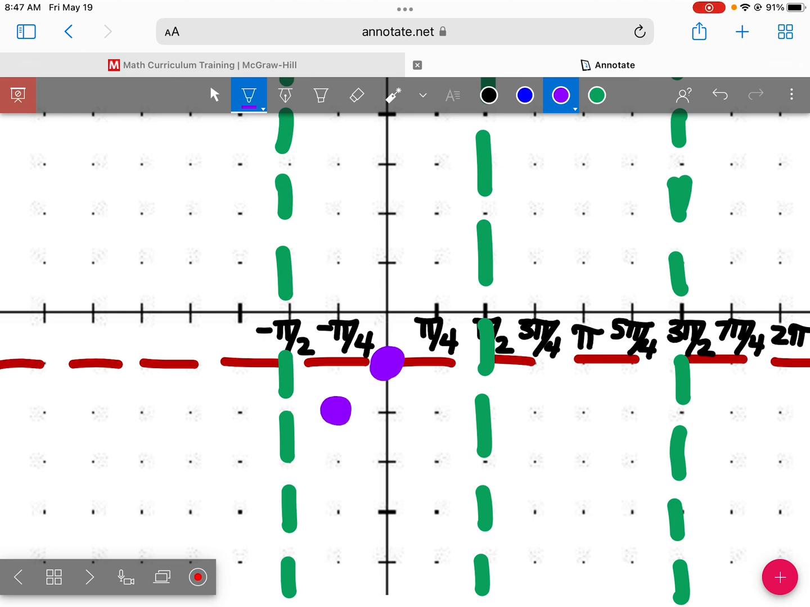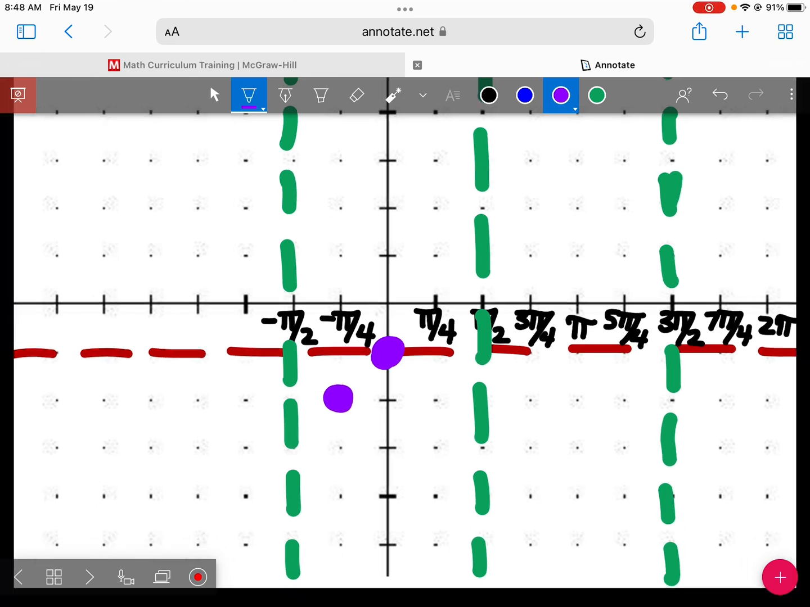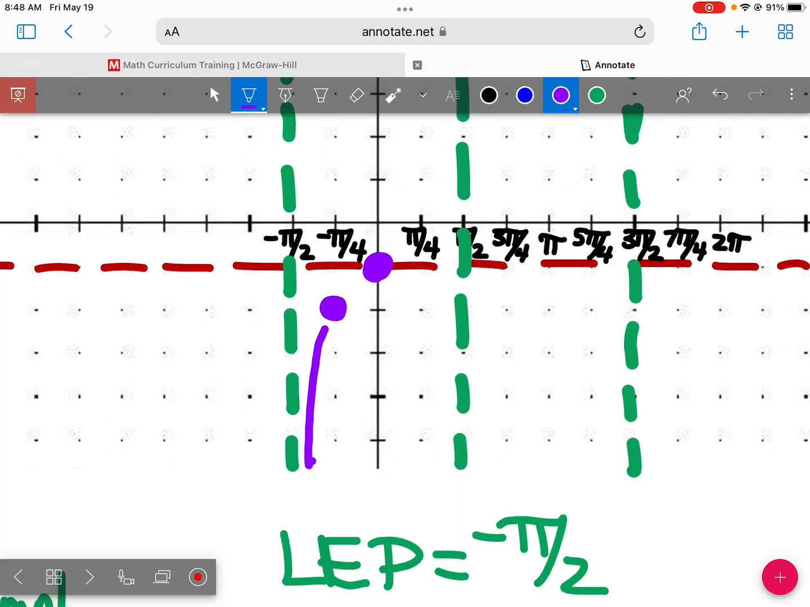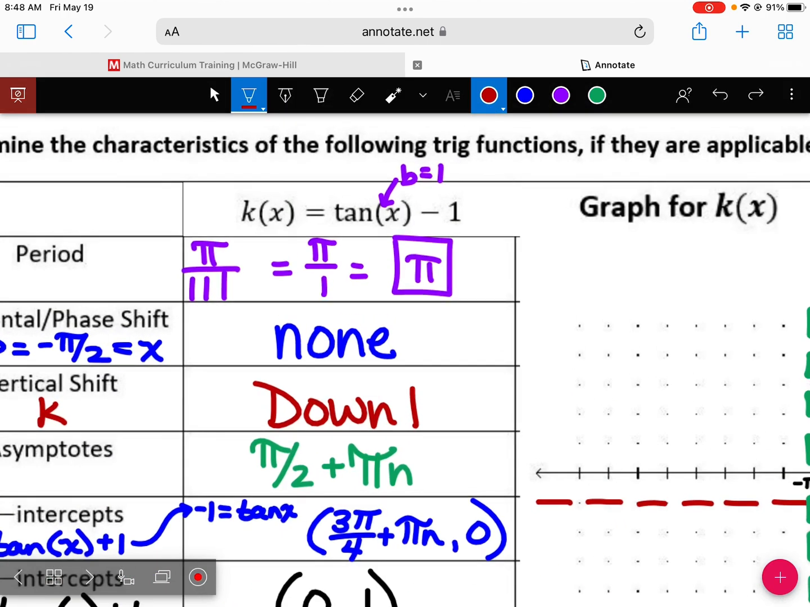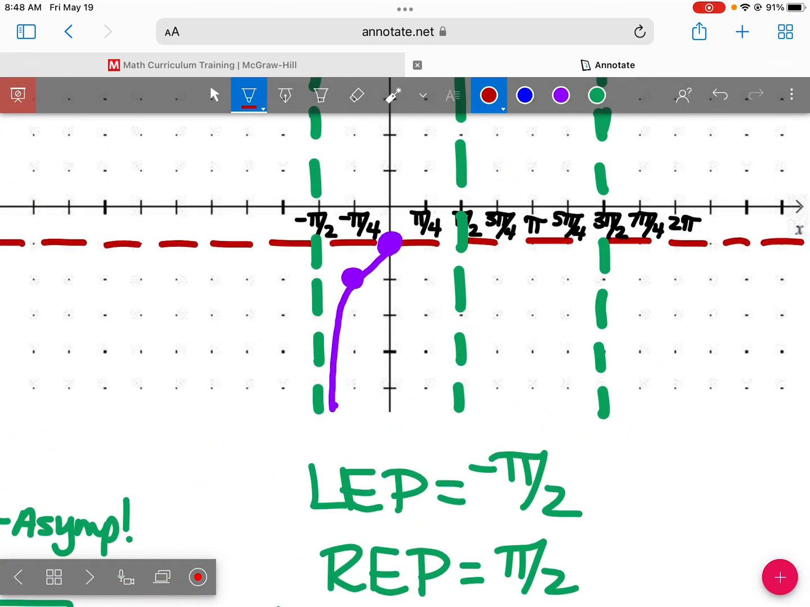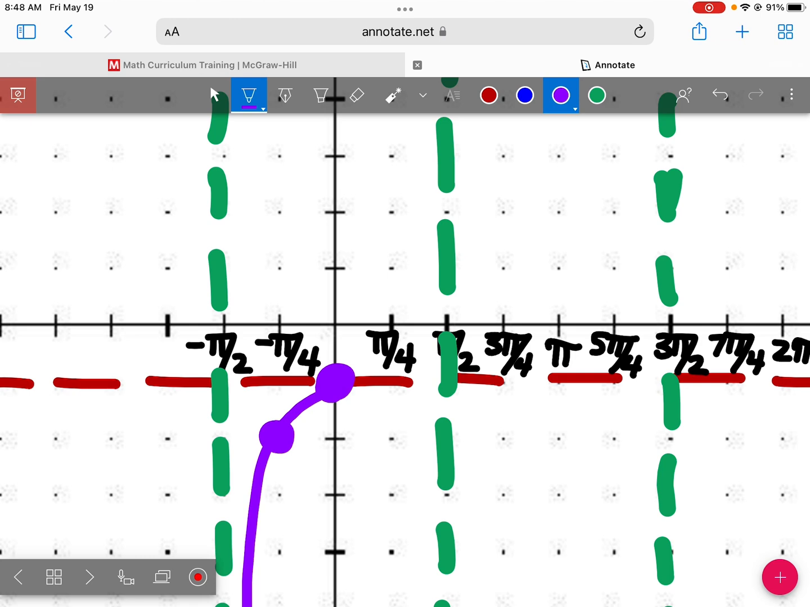Why did we go down? Because it starts low. No, I meant the midline. Why did the midline go down? That's that minus 1 in our function. That's this right here. All right. So here we are with this. Halfway in between the point on the midline and the right asymptote, we go up whatever our amplitude is.